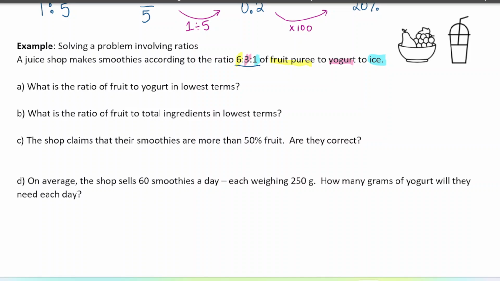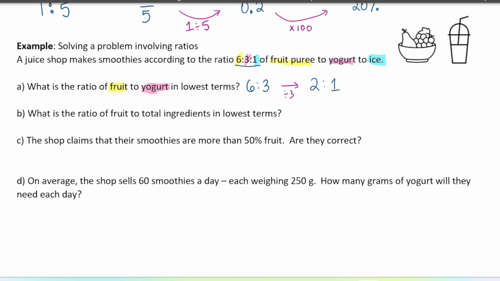Okay, so let's answer the questions. It says, what is the ratio of fruit to yogurt in lowest terms? So I'm just going to use my highlighters here. And you could pause the video here and try these on your own and come back and check your answers if you want. It could be a useful thing to do. Okay, so we can reduce this by dividing by 3. And so our final answer would be 2 to 1. Okay, let's try the next one.